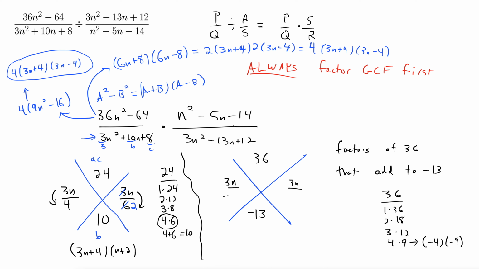So negative 4 goes here, negative 9 goes there. Let's do our cancellation. We get a 3 that cancels with the 9, leaving us with a 3 down here. And now we just read them off, going from top down. So our factored form here is 3n minus 4 and n minus 3.